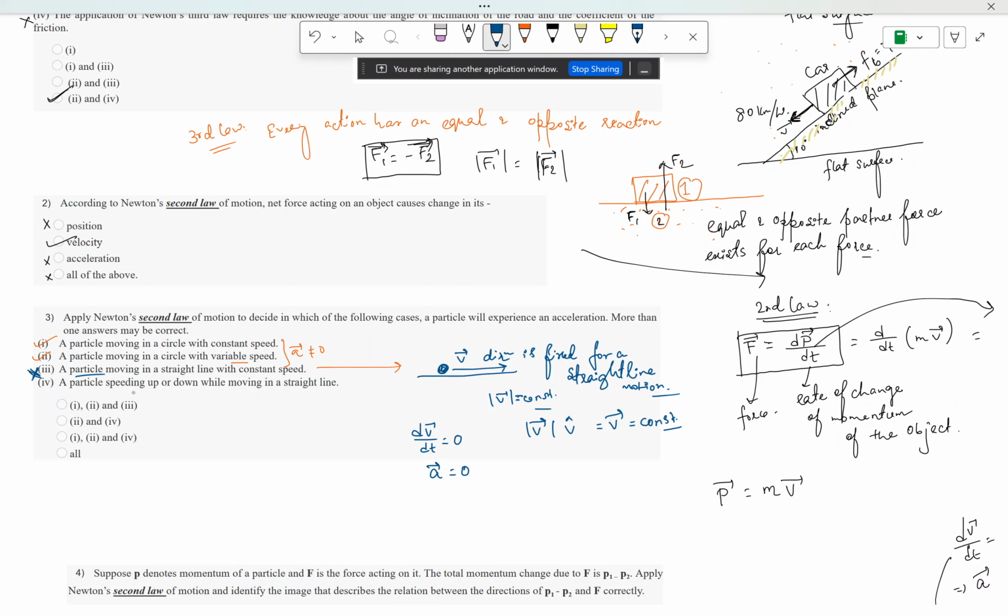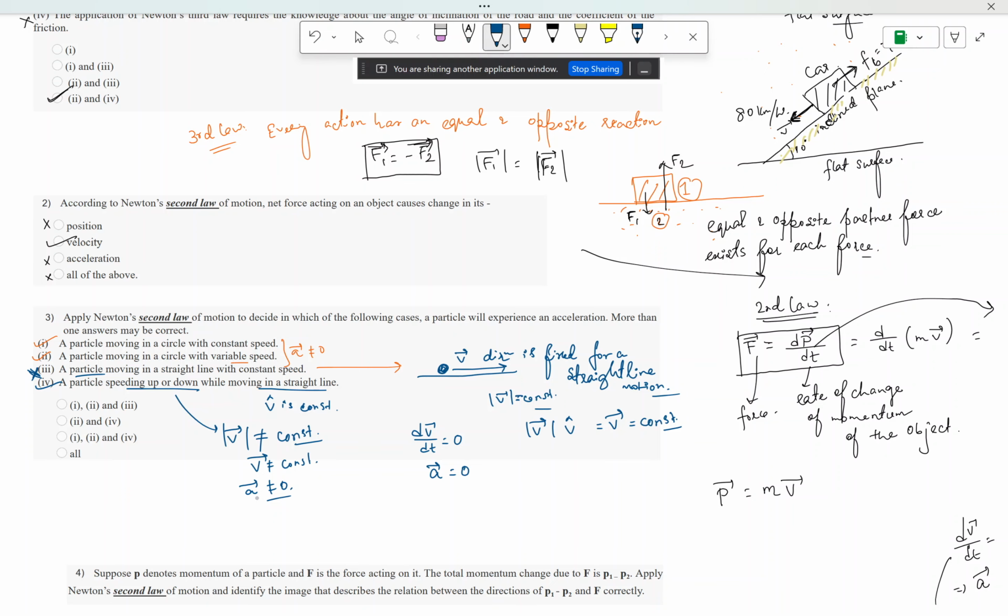The fourth case is a particle speeding up or down while moving in a straight line. This is also very clear: it will experience an acceleration. Even if it is moving in a straight line, meaning the direction of the velocity vector is not changing, here the magnitude itself is changing because the speed is going up or down. So the magnitude of the vector quantity is not constant, and that makes the whole velocity vector not constant. So your acceleration, which is the time derivative of velocity, is non-zero.